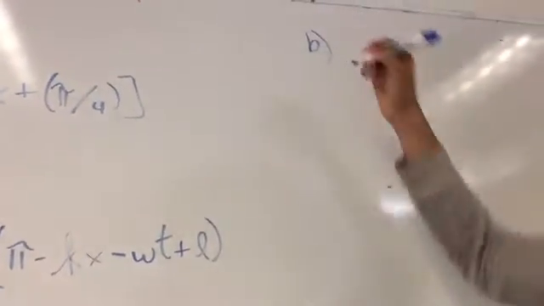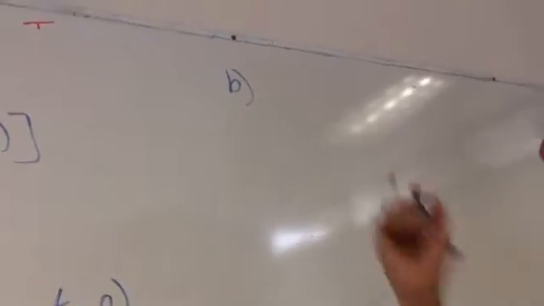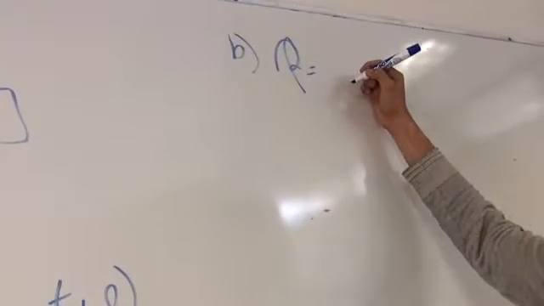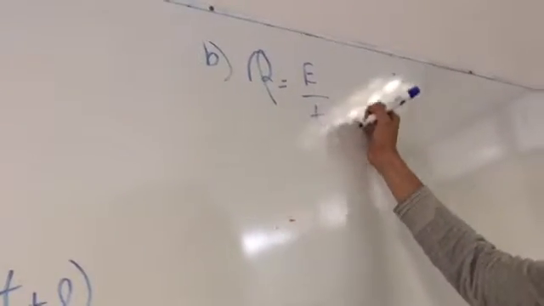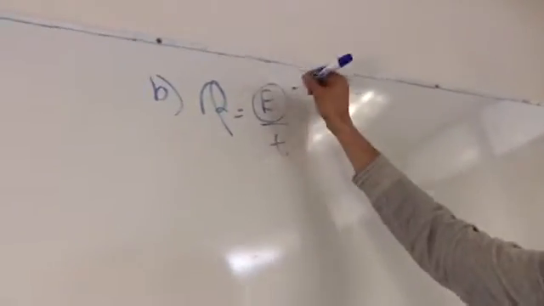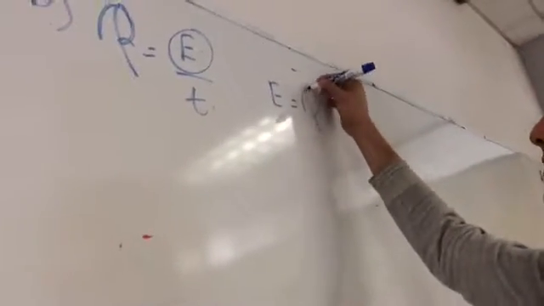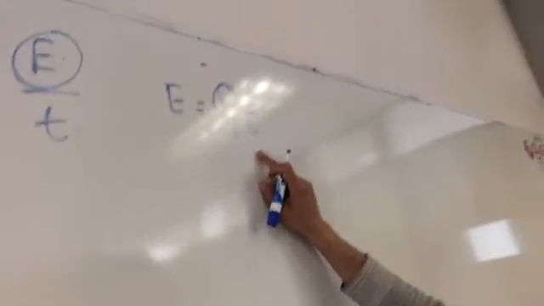For part B, we are asked to obtain the energy in a cycle. We know that the power is equal to the energy over the time. So for obtaining the energy, we have energy equal to the power times the time. The time will be equal to the period, because it's in one cycle.